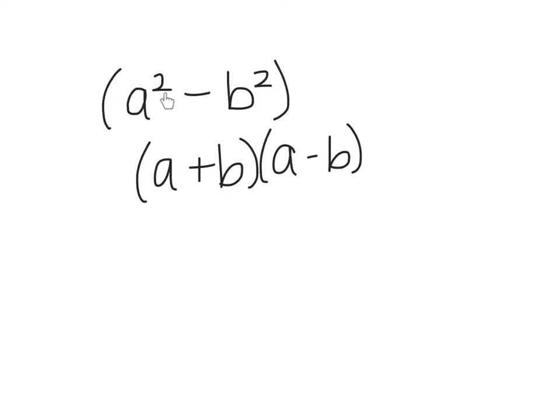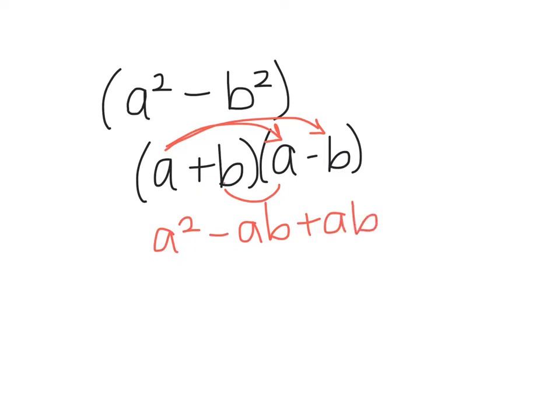So a squared became a, and b squared became b. And then we went ahead and put a positive and a minus in the middle of it. So a times a gives us a squared. A times negative b gave us negative ab. B times a gives us positive ab. And b times negative b gives us negative b squared. Now, that negative ab and that positive ab get canceled out, and we get left with a squared minus b squared.